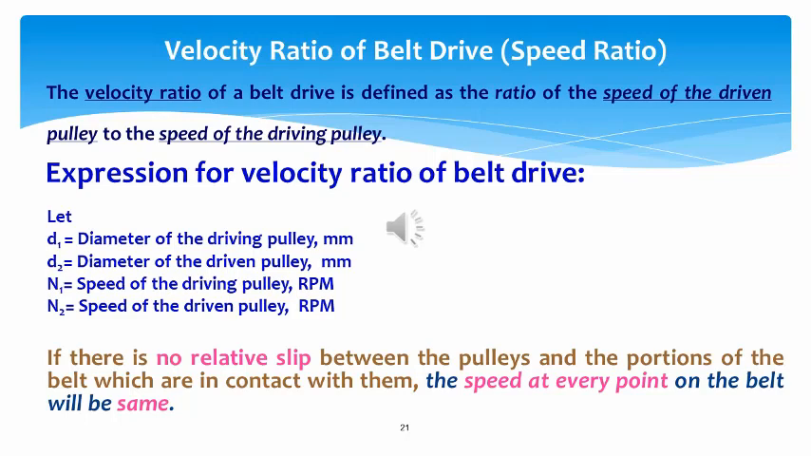If there is no slip between the pulley and the portion of the belt which is in contact with them, the speed at every point of the belt should be the same. In that case, we can deduce the linear velocity at all the locations to be the same. We shall see this in the next slide.